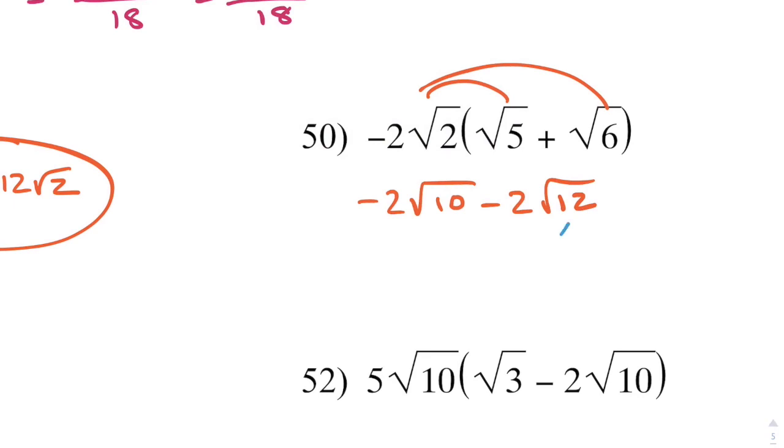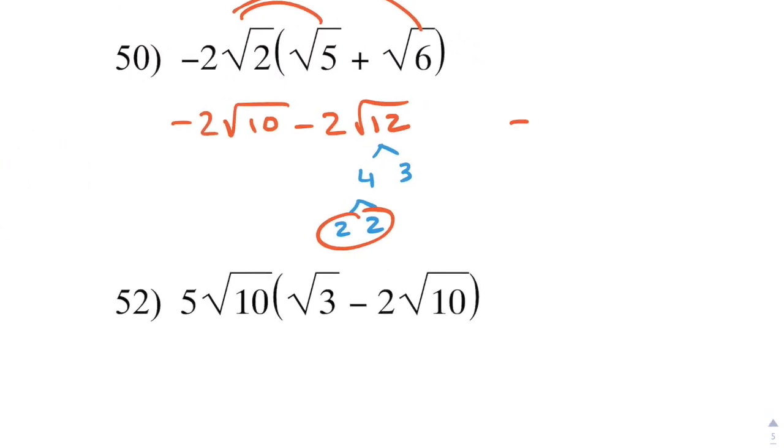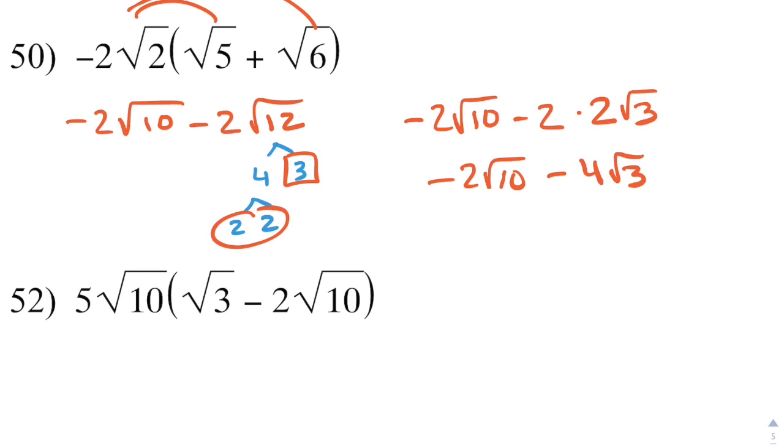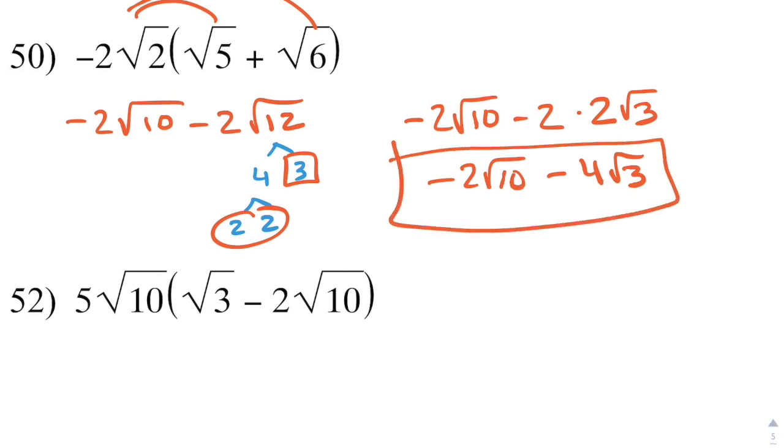This first one can't. The second one is 4 times 3, which is 2 times 2. So we're going to circle those. We get -2 square roots of 10. It's going to be -2 times 2. That's my group. Square roots of 3. So this is what we have. And we get -6. Nope, we can't combine those. We are done. That is it. We can't go any further. Negative 2 square roots of 10 minus 4 square roots of 3.